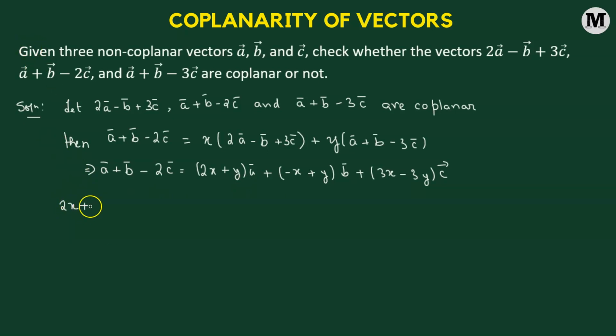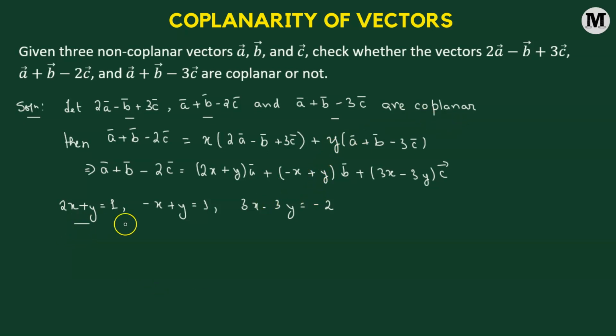We get 2x plus y equals 1. We have negative x plus y equals 1. And we have 3x minus 3y equals negative 2. Now our goal will be to solve any two equations at a time, and whatever values of x and y we get from solving those two equations must satisfy the third equation, and only then we can say that the three vectors are coplanar. If they don't follow this, then we will immediately say that they are non-coplanar.